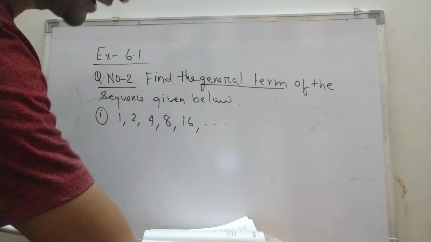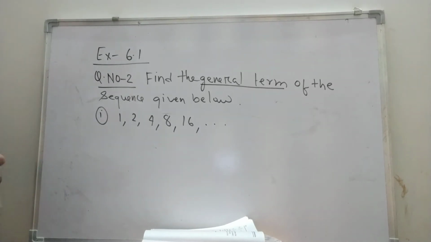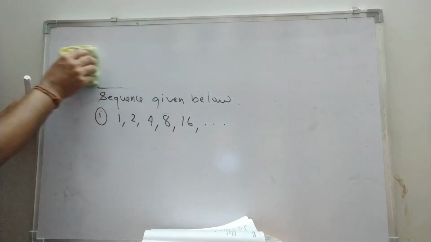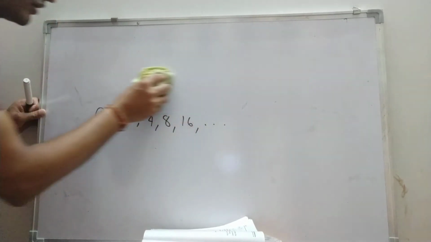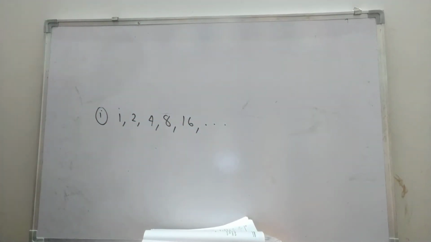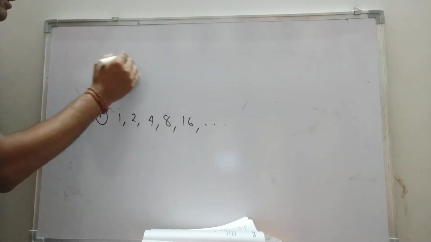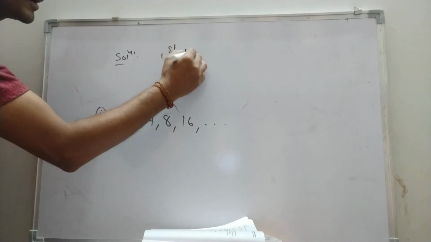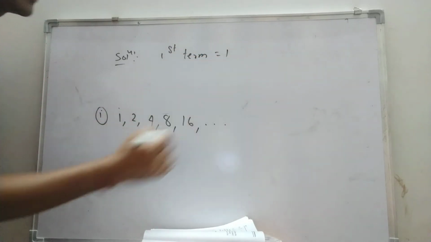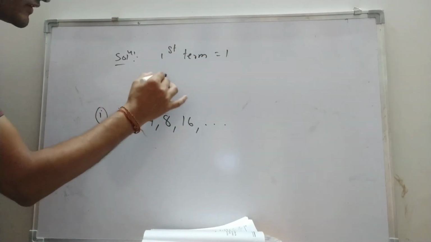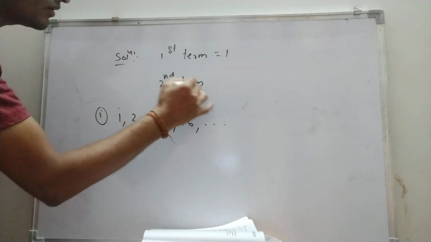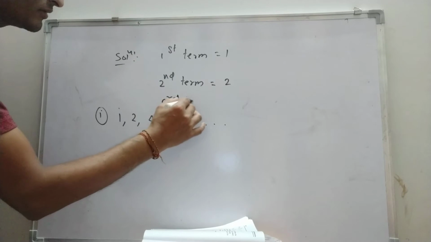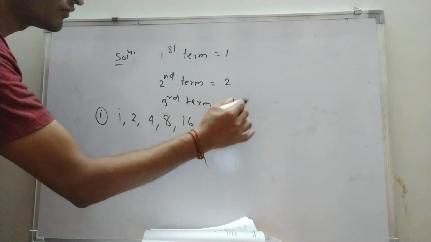So to find the general term of the following sequence, we have to think about what actually the rule or particular law is that the sequence is following. I'll start with the solution. If you go with the first term, what is the first term actually? It is 1. Now if you move to the second term, it is 2. Now if you move to the third term, the third term is 4.